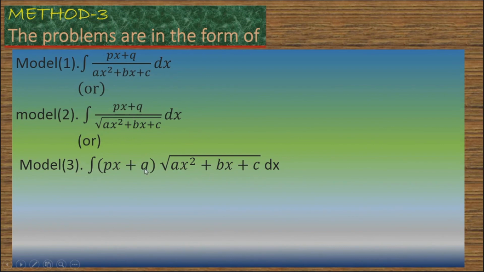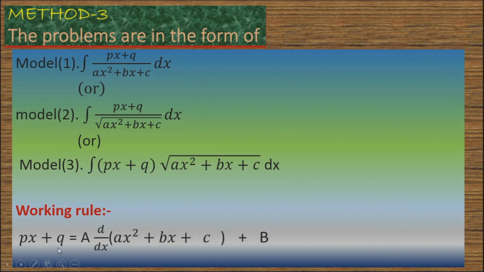So how can we simplify these models? Here we have one working rule, and we have to follow this working rule. The working rule is: the linear term px plus q is equal to a into d by dx of the quadratic term, that is ax square plus bx plus c, plus b. This is the working rule. Let me do some problems based on these methods.